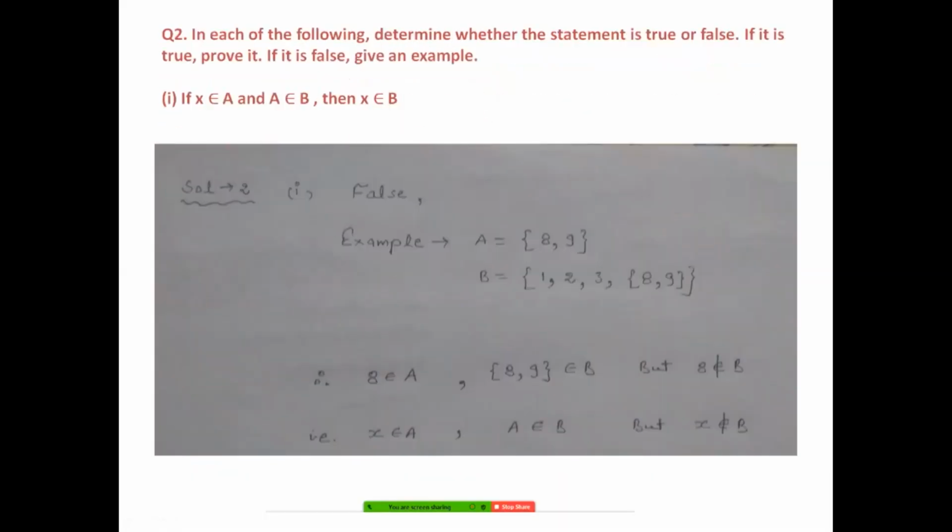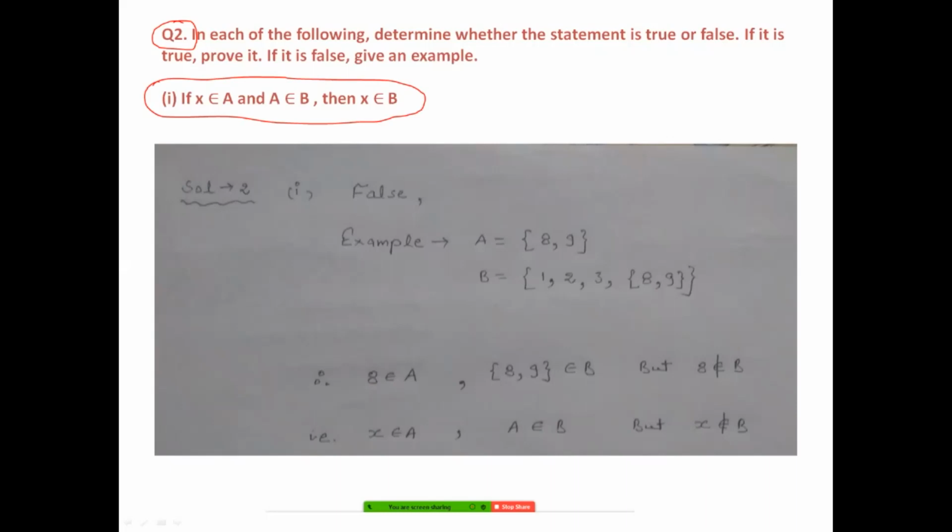Now this is our question number 2. What is the statement? In question number 2, in each of the following, determine whether the statement is true or false. If it is true, prove it. If it is false, give an example. So the very first part of question number 2 is: if x belongs to A and A belongs to B, then x also belongs to B. Whether this is true or false, let us try to solve this.